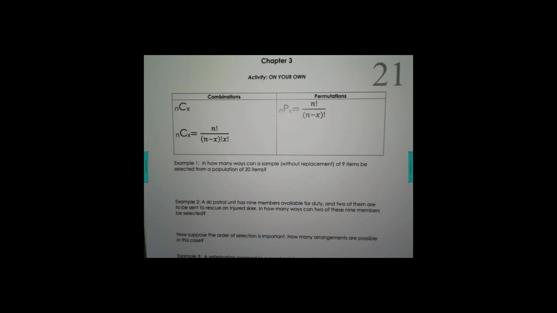Now this concludes Chapter 3's lecture. After you finish all this work, you should be able to complete the homework and the quizzes and get ready for Chapter 4.